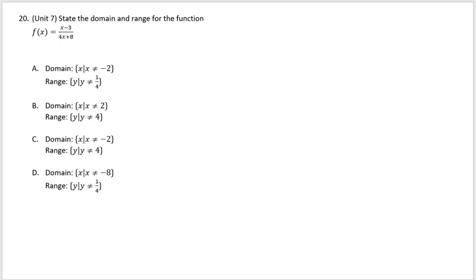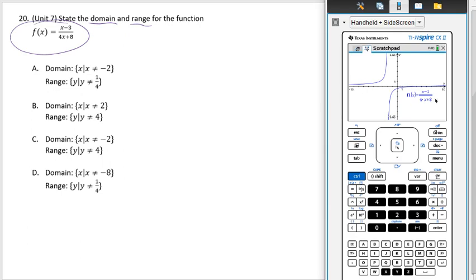For this question, you're being asked to determine the domain and the range for the given function. So definitely graphing this in your calculator can help you visualize what we're working with. So when I type this in the calculator, it appears as a rational function that has a vertical asymptote right here on the left side of the y-axis.